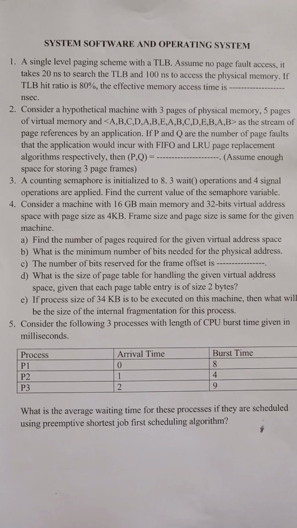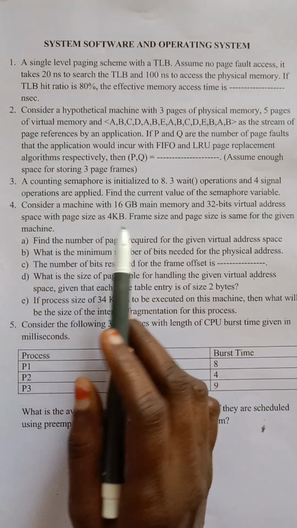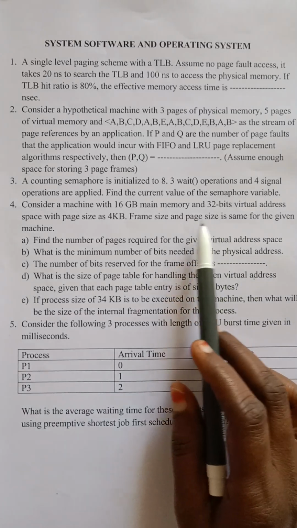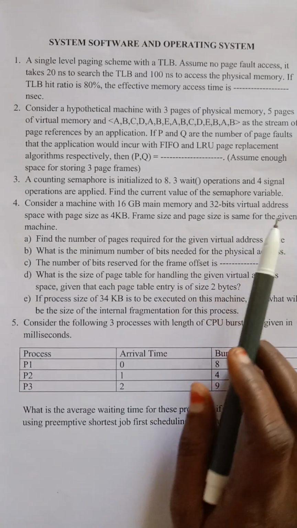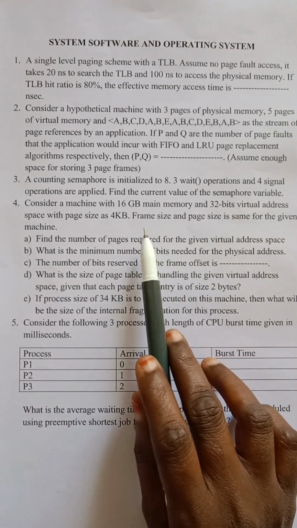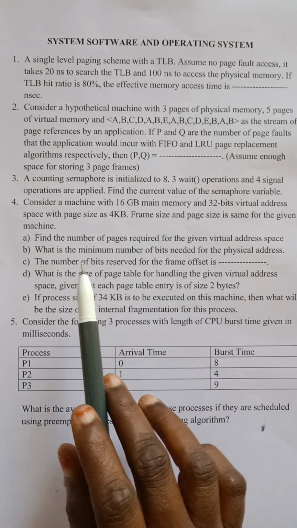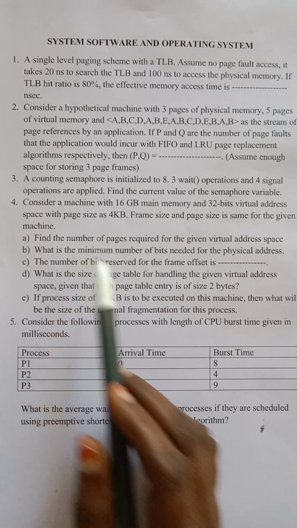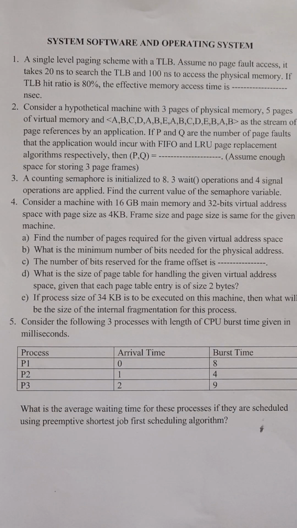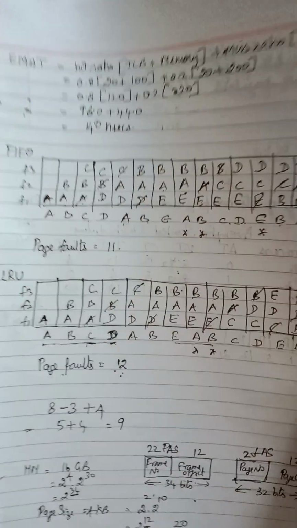I'll just read out the question here. Consider a machine with 16 GB main memory and 32-bit virtual address space with a page size of 4 KB. Frame size and page size are the same. So find the number of pages required for the given virtual address space. That is the question, and here is the answer.